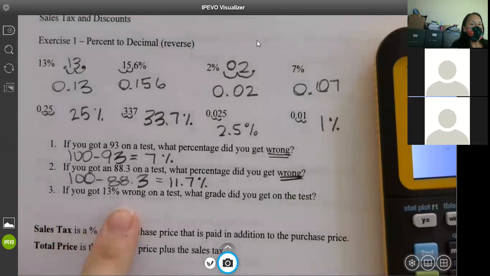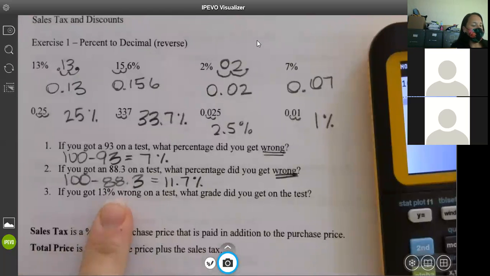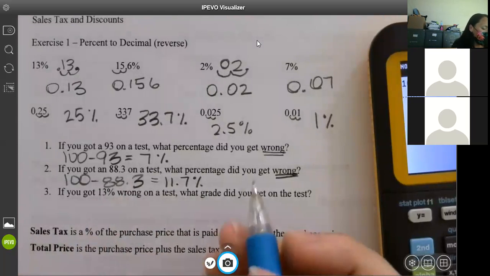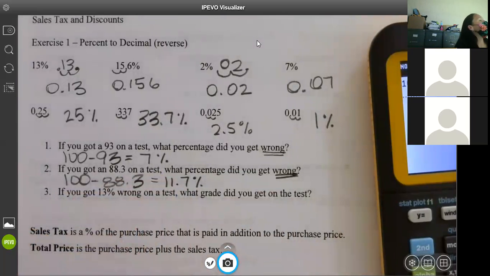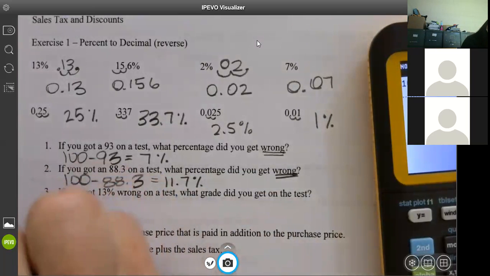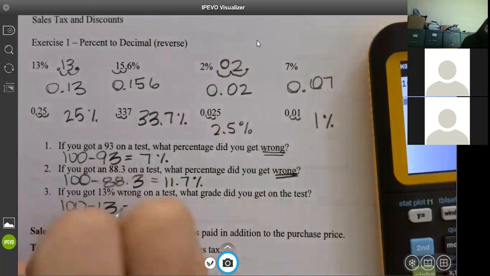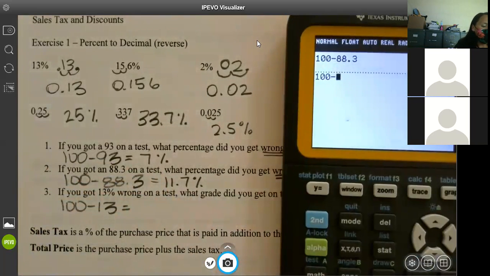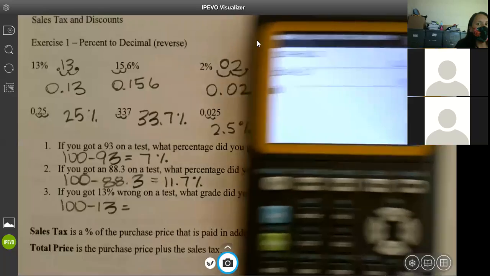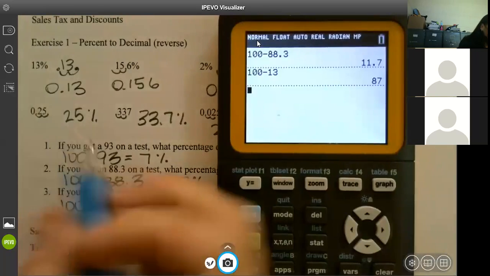So you got 13% wrong on your test. What did you make on the test? So that's what you got wrong. So how do I figure out what I got right? You missed 13. How do I figure out what your score is? Thank you. 100 minus 13. What do you get? If you have to, use the calculator. 100 minus 13 is what? 87.